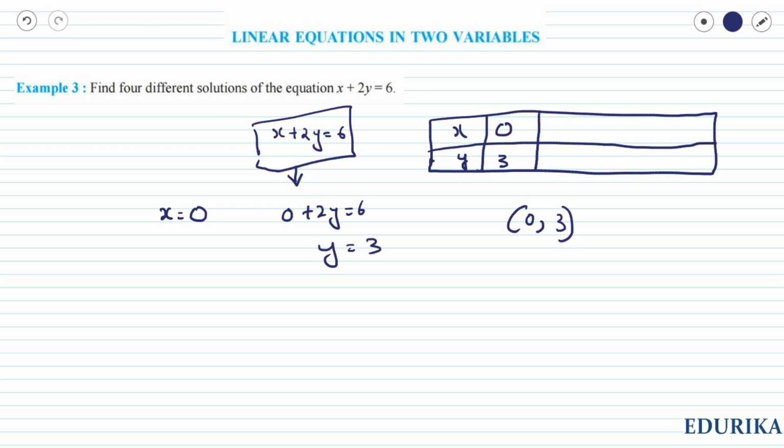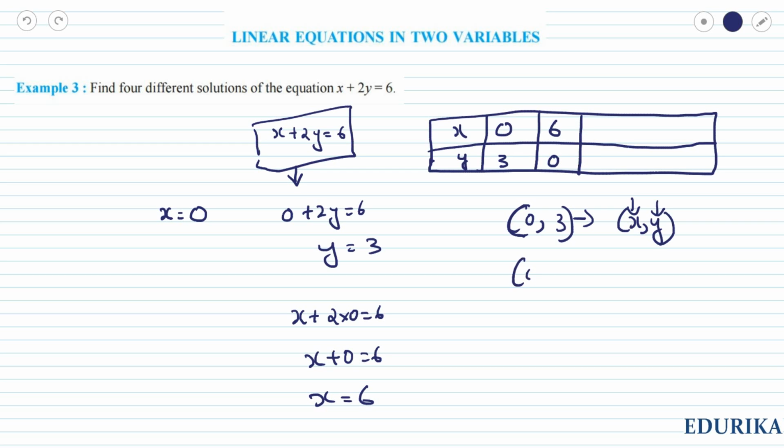Always remember that we have to write the Cartesian form in this order, that is x comma y. Okay, x comma y, we know the value of x is 0 and we know the value of y is 3. So it is 0 comma 3. Next, now let's keep the value of y to be 0. If we keep the value of y to be 0, then x plus 2 into 0 is equal to 6, and we get x plus 0 is equal to 6, and finally we get the value of x to be 6. So this is another solution, that is 6 comma 0.